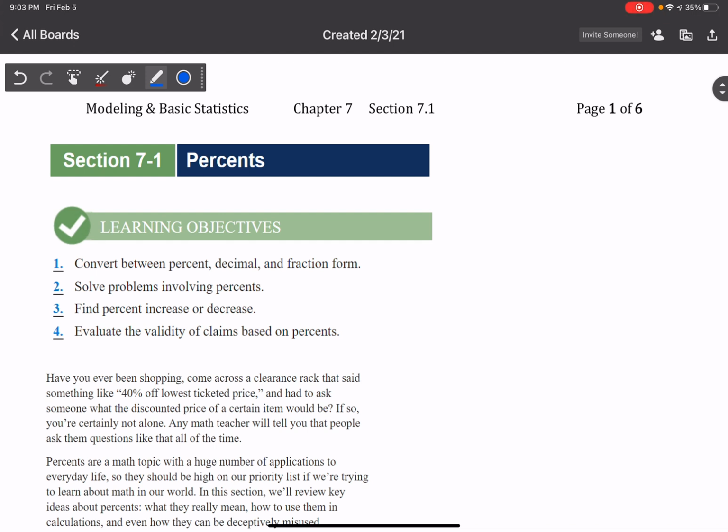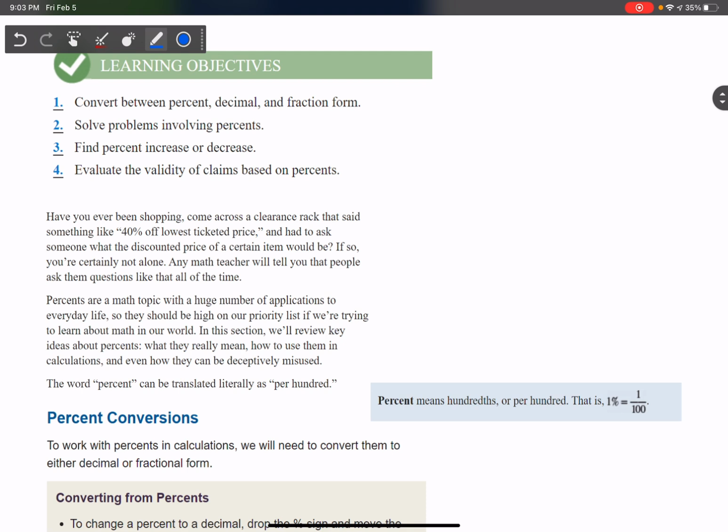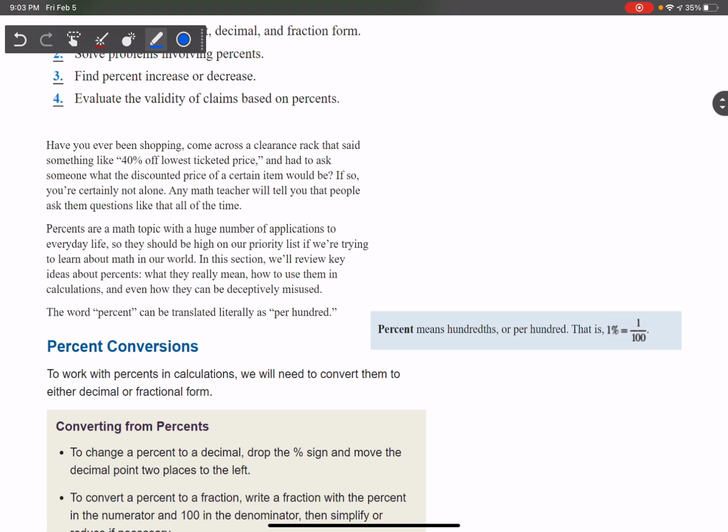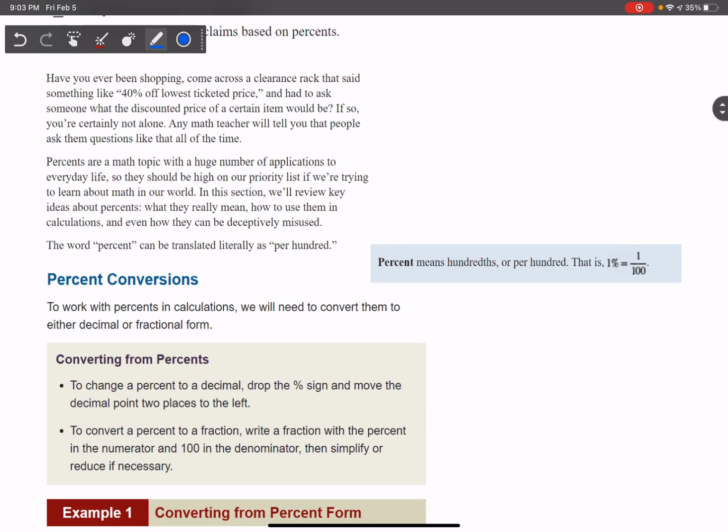Have you ever been shopping, come across a clearance rack that says something like 40% off the lowest ticketed price, and you had to ask someone what the discounted price of a certain item would be? You're not alone. Any math teacher will tell you that people ask us questions like that all the time. They always want me to figure out the tip, the discount, the sale price. But anybody can do this, okay? So to work with percents and calculations, we need to convert them to either decimals or fractions.